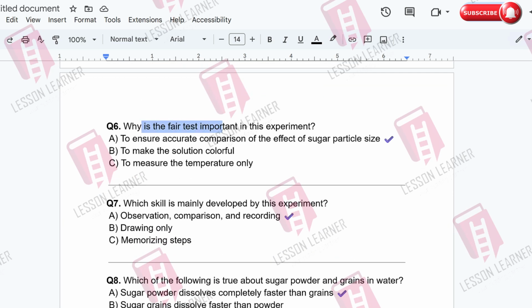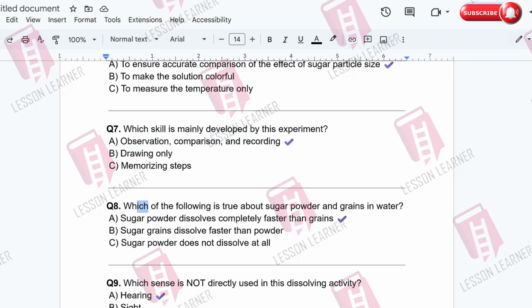Why is the FAIR test important in this experiment? To ensure accurate comparison of the effect of sugar particle size. Which skill is mainly developed by this experiment? Observation, comparison, and recording. Which of the following is true about sugar powder and grains in water? Sugar powder dissolves completely faster than grains.